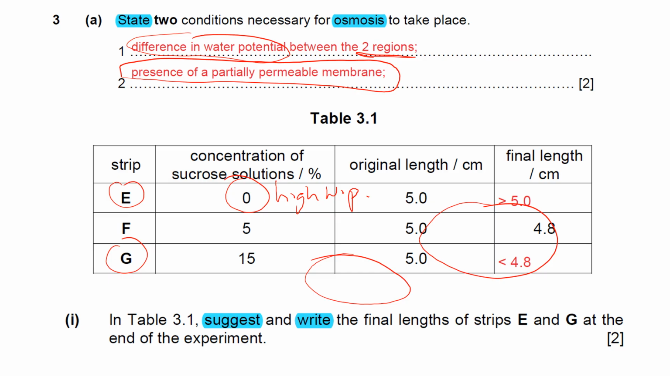And so water will keep on entering the cells. So the answer, if the original is 5.0, the final length must be more than 5.0. It can be 5.2 or 5.3 or something along that line.